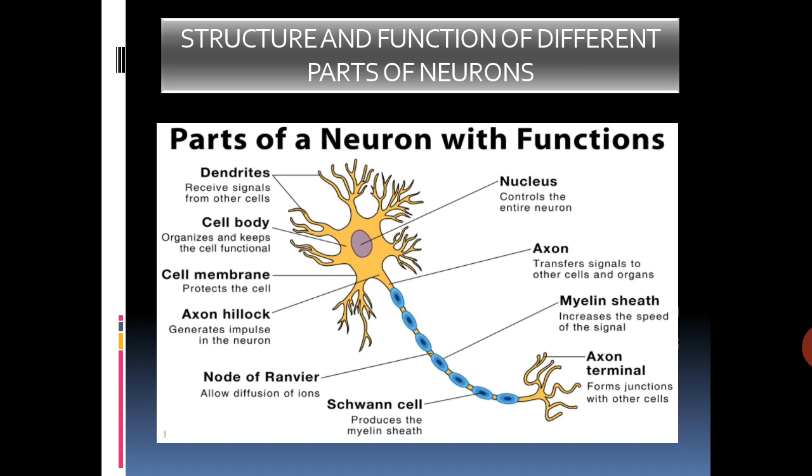Okay. Now coming to the last one, axon terminal. Axon terminal refers to the axon endings. They are mainly club shaped and they make synaptic contacts with other nerve cells. That is, they form junctions with other cells.